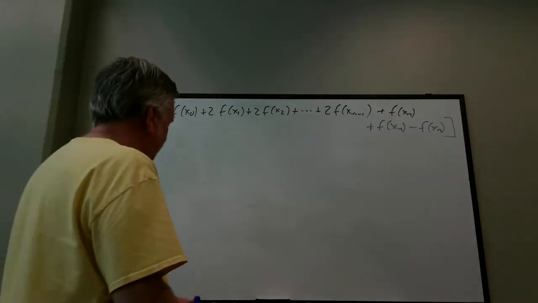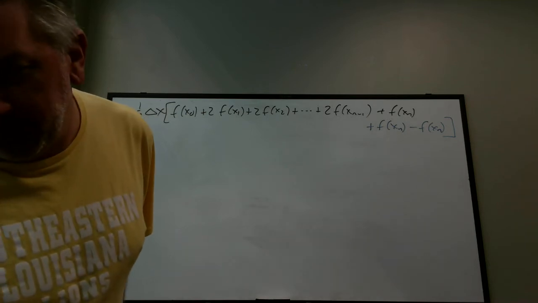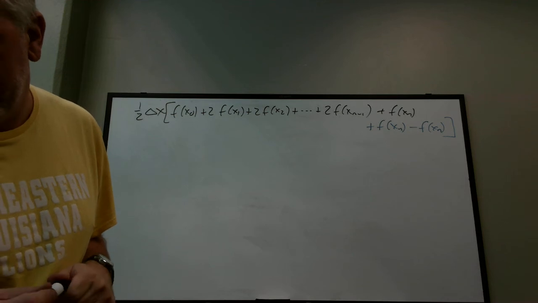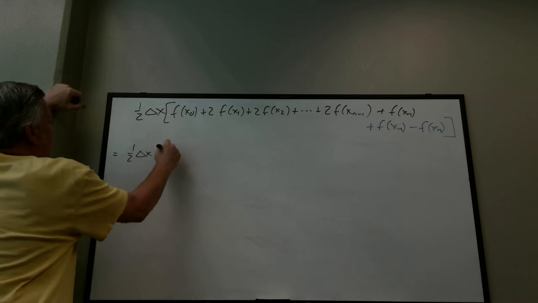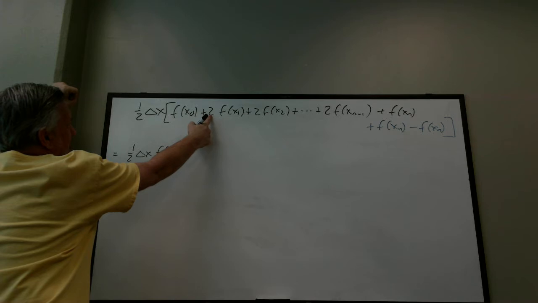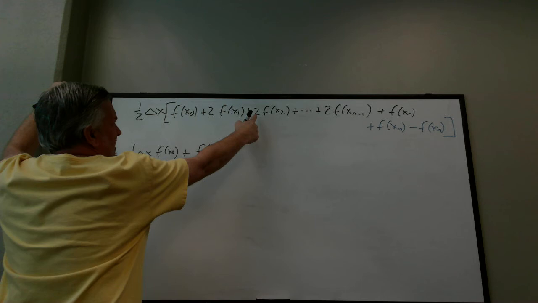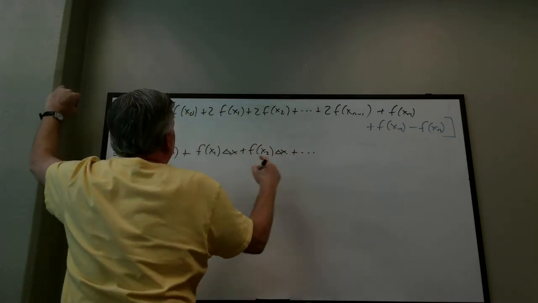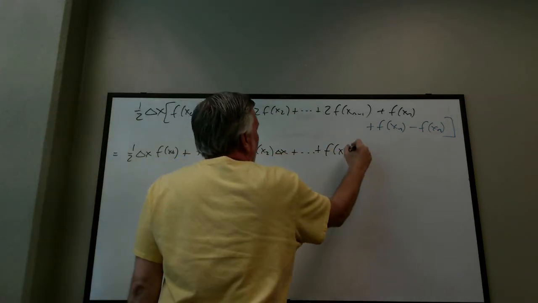And then in the next step, I'm on the third line here, they've distributed that 1/2 delta x all the way through. If you do that, you get 1/2 delta x f of x naught plus, now the half times the 2 is 1, so you just get f of x1 delta x, plus f of x2 delta x plus dot dot dot, half of the 2 is 1, f of x n minus 1 delta x.